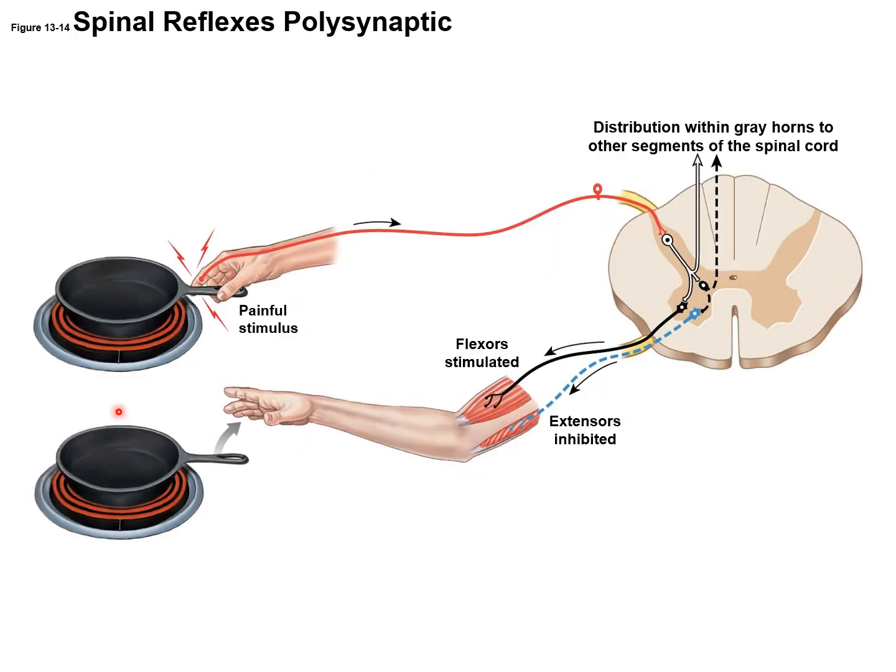Okay, so here is a polysynaptic reflex. This is called the withdrawal reflex. And notice we now have many more synapses taking place here, right? So again, we have a stimulus, a hot pan, right? That goes to a receptor, which sends the signal along a sensory neuron. And then we're going to have integration taking place here in the spinal cord.